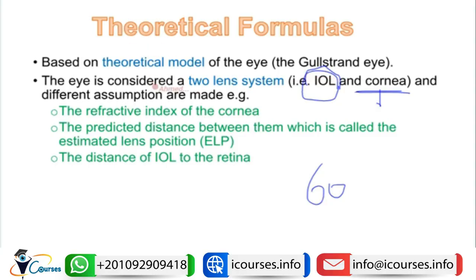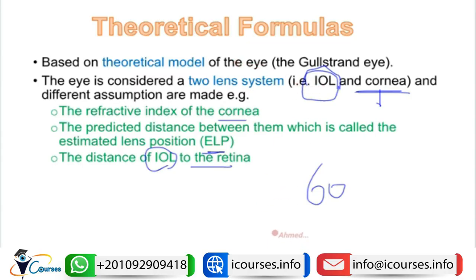But in this case, there are different factors that were theoretical, or they didn't have an actual estimation. For example, the refractive index of the cornea, the effective lens position, or what is sometimes called the estimated lens position, and the distance from the intraocular lens to the retina. As I told you, it was in the anterior chamber. So these factors were put theoretically without any proof of their actual values. So as you may expect, these formulas were not that accurate.